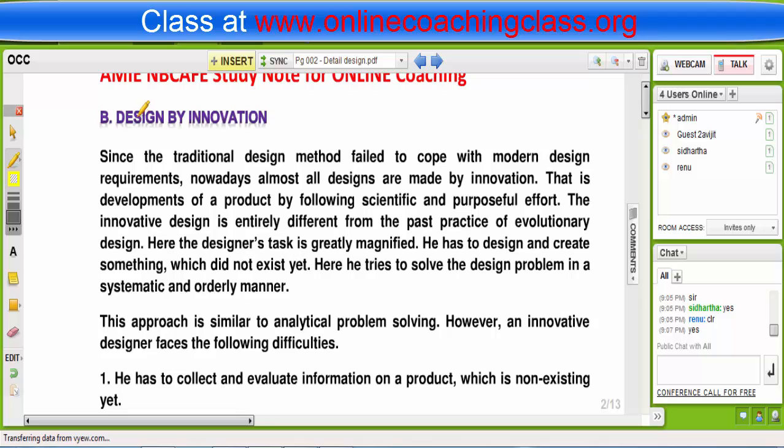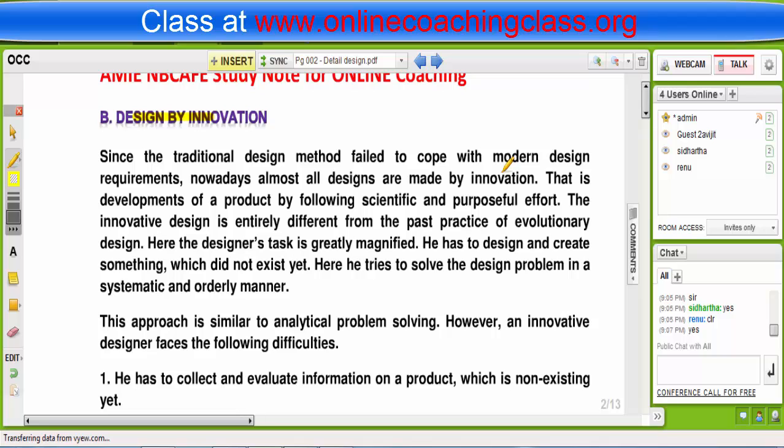Now design by the innovation. The earlier was designed by the evolution. Since the traditional design method failed to cope with modern design requirements, nowadays almost all designs are made by innovation. That is, development of a product by following a scientific and purposeful effort.